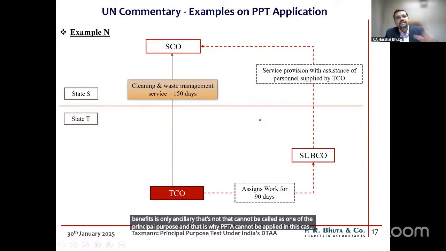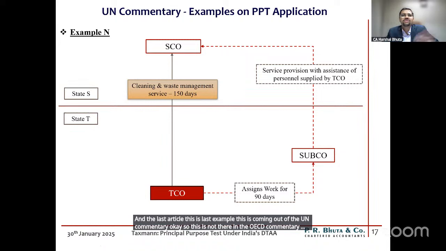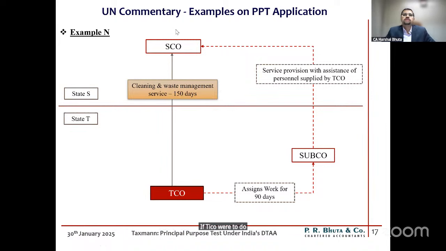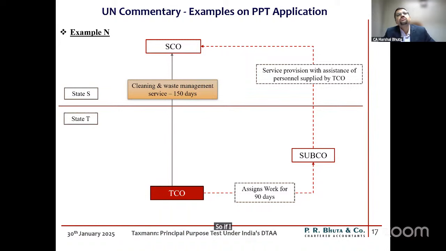And the last example is coming out of the UN commentary. This is not there in the OECD commentary. This is also a very simple one. This is kind of an anti-fragmentation clause where if TICO were to do a certain contract with ESCO, then it would have exceeded 180 days. Initially, the contract execution took 150 days. Then it was felt that it will take another 90 days. So if I add 150 to 90, that is 240, exceeding 180. So therefore, there will be a service fee then.